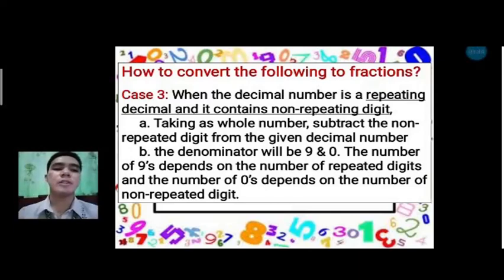Then the denominator will be 9s and 0s. That is always when the given is repeating with non-repeating digits. The number of 9s depends on the number of repeated digits, and the number of zeros depends on the number of non-repeated digits.